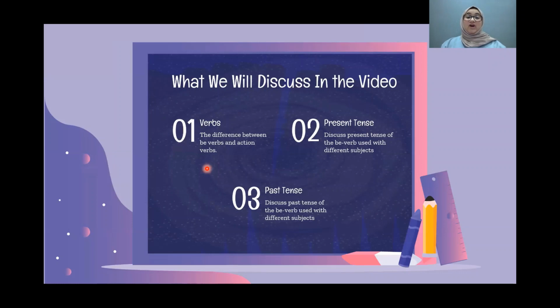Today's lesson, we are going to talk about three simple things. We are going to discuss, number one, verbs, the difference between action verbs and be-verbs. Number two, we are going to talk about present tense. We're discussing the different forms of be-verbs in the present. And number three, we're going to talk about the past tense. Remember, in our previous lesson, we talked about the past tense. But we're going to discuss this again, and we're going to discuss the different forms of be-verbs in the past.